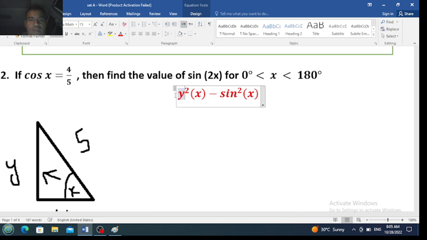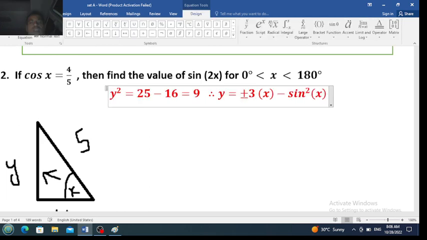Now we are going to exclude the negative 3, so just erase this one. Therefore, learners, sine of x is equal to 3 divided by 5, opposite side over hypotenuse. So 3 over 5. Why? Because sine in the first quadrant and in the second quadrant should be positive. That's why we reject the negative 3.